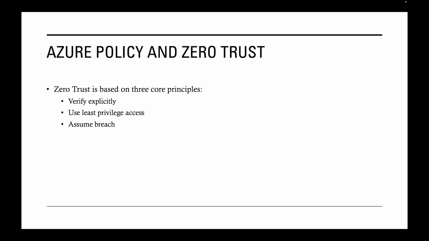In this video, we're going to be talking about Azure policies and how you can utilize them to implement Zero Trust. Just to recap, Zero Trust is based on three core principles: verify explicitly, use least privilege access, and assume breach. You can verify explicitly by doing things like conditional access policies, which we haven't gotten into as of yet. Then there's use least privilege. This is how we're going to use Azure policies for using least privilege. And assuming breach is another construct of Zero Trust.